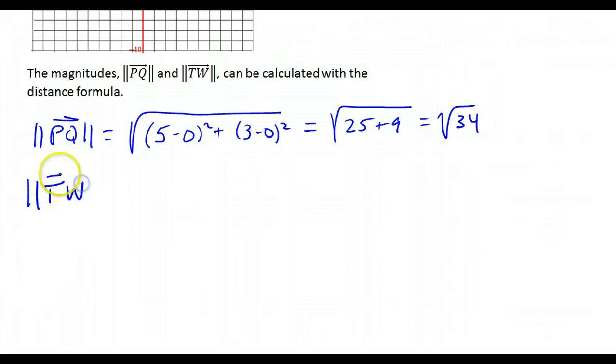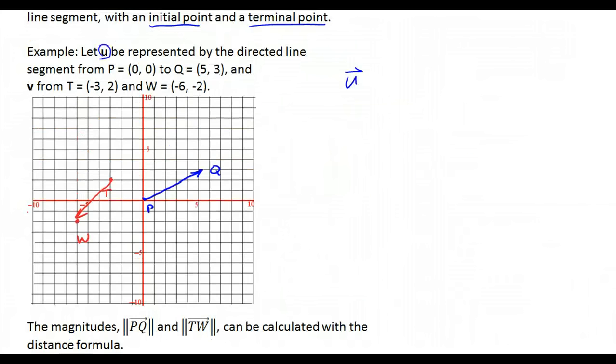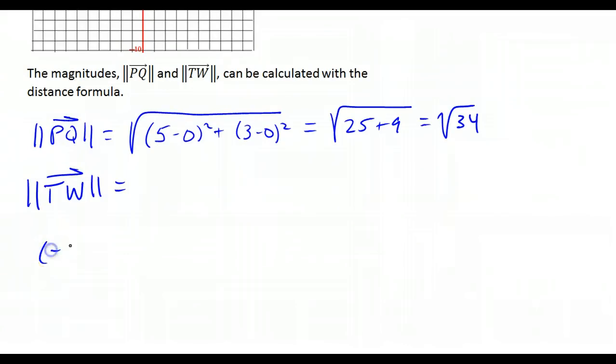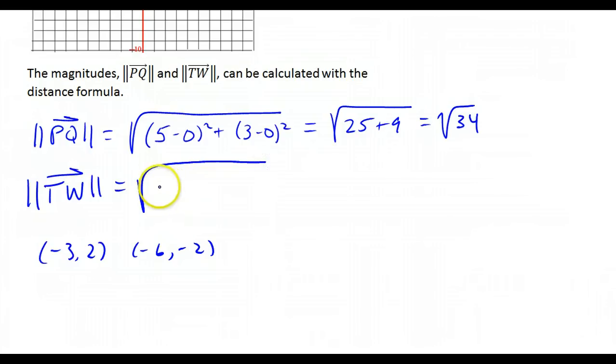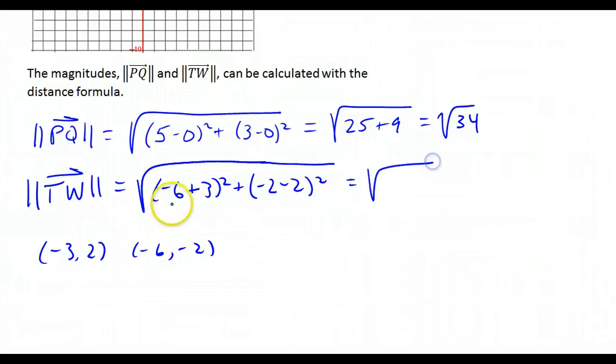All right, magnitude of vector TW. Okay, so now we are going from negative 3, 2 to negative 6, negative 2. So that's going to be the square root of negative 6 plus 3 squared. We're subtracting negative 3, plus negative 2 minus 2 squared, which is going to give us negative 3 squared is 9, and negative 4 squared is 16. And so I get the square root of 25, which is 5. Your magnitude is always going to be positive, by the way.